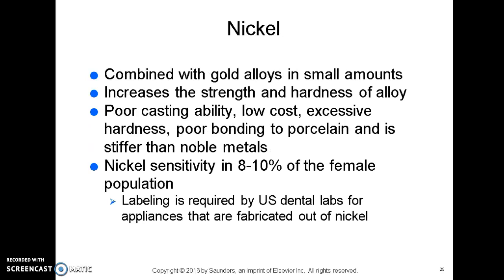Nickel is combined with gold alloys in smaller amounts. This increases the strength and hardness of an alloy. Nickel has poor casting ability. It is a lower cost metal, and it has excessive hardness. It also has a poor bonding mechanism to porcelain and is stiffer than noble metals. And nickel has a sensitivity prevalence in 8 to 10% of the female population. So it is not used in a very high percentage in our alloys.